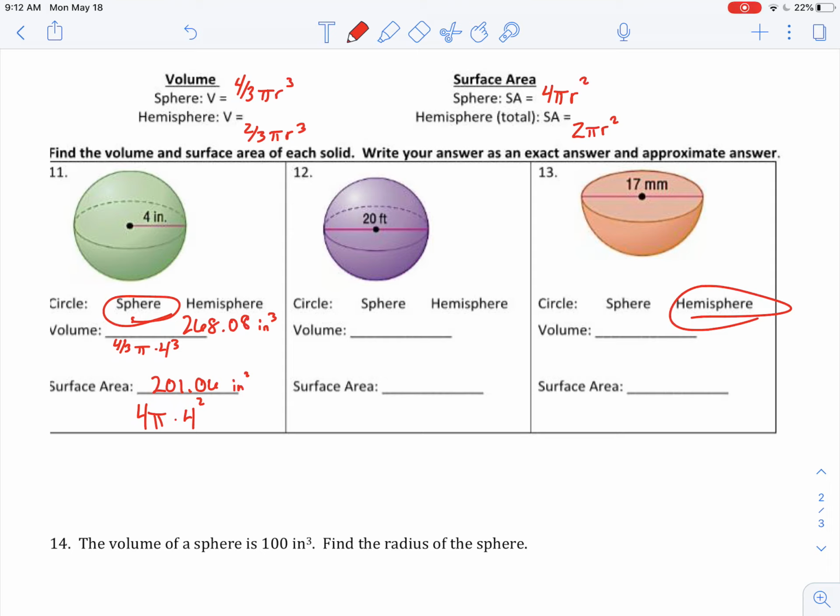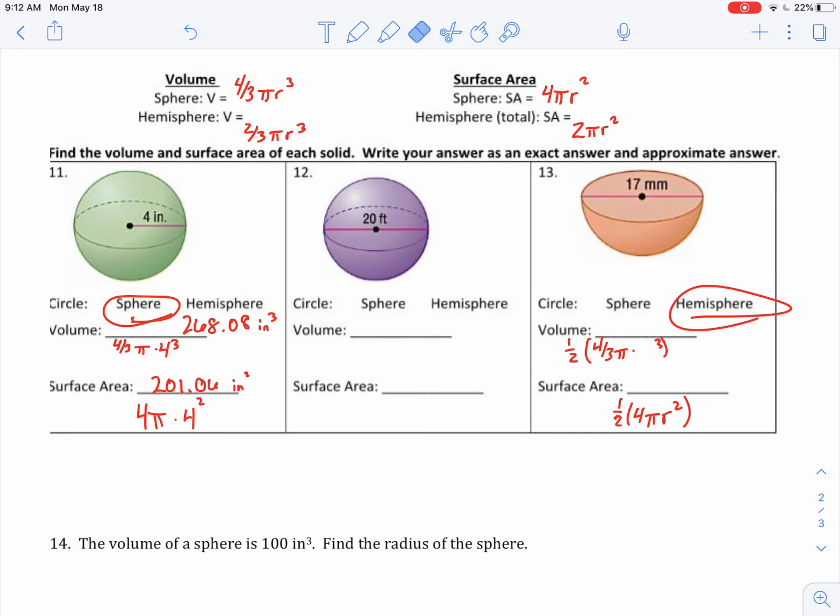Let's do 13. Well, that's a hemisphere. So for the volume, we're going to take 4/3 pi r cubed. We're going to divide that by 2 because I only have half a sphere. So just take half of that, and then the surface area is 1/2 of 4 pi r squared.